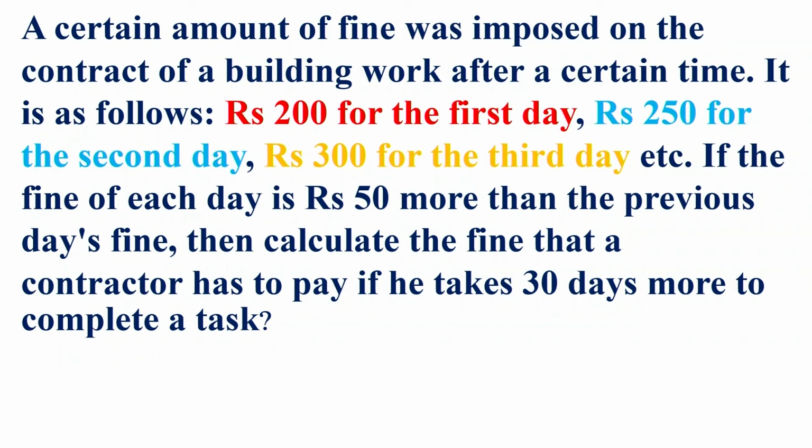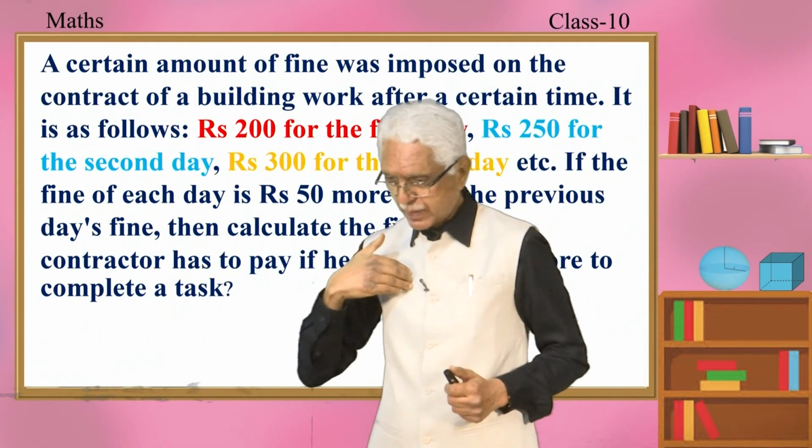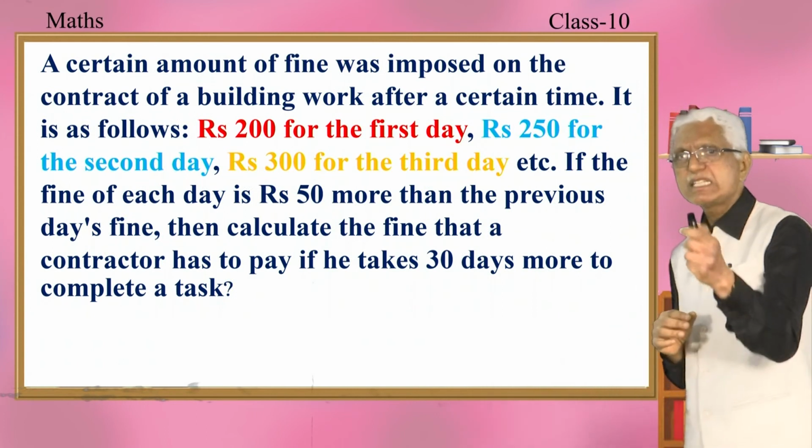Please observe. A certain amount of fine was imposed on the contractor of a building. I have given this work on contract for 1 year, he has to finish. If he delays it by 1 day, he has to pay a fine. Second day delay, he has to pay a fine. How is he paying the fine?